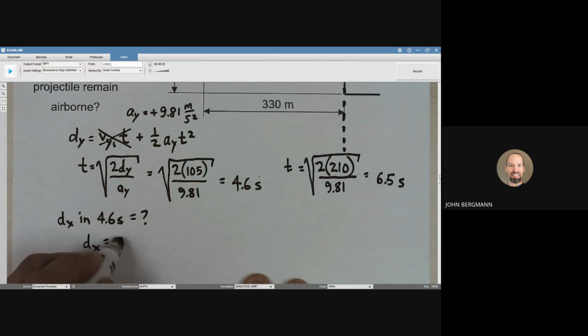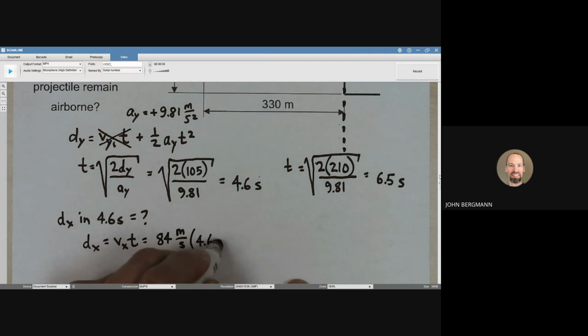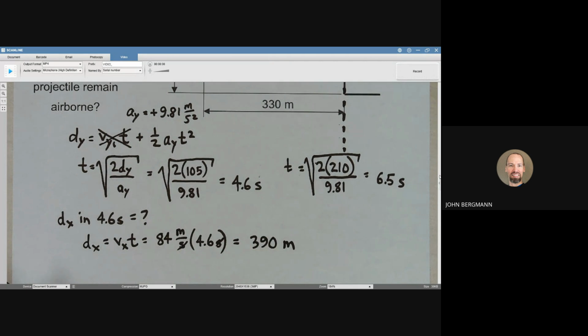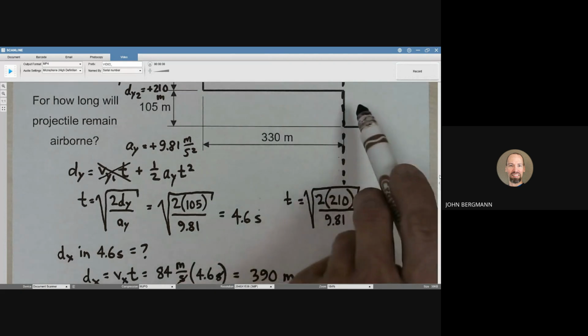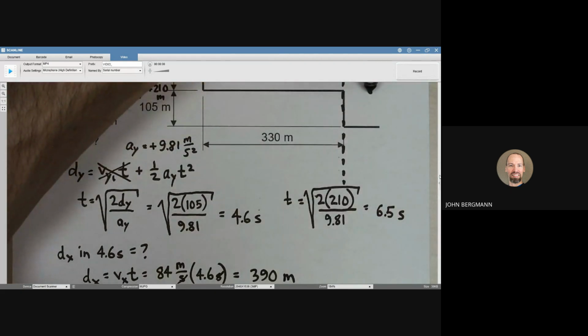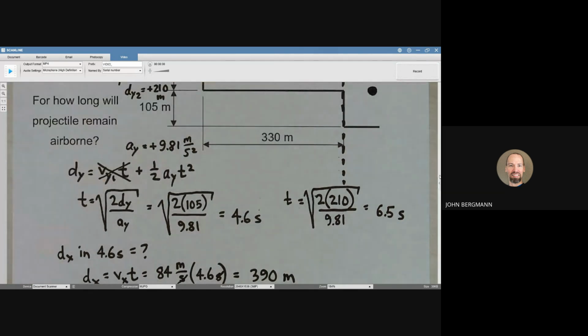Dx equals Vx times time. Vx is 84 meters per second, and in 4.6 seconds, the second units cancel. That comes out to be 390 meters, which means in 4.6 seconds, it's well beyond the edge of the shelf. If 330 meters is right here, then 390 meters is about right there. That's where the cannonball is at 4.6 seconds, which means it definitely clears the shelf and therefore will be in the air for this amount of time, 6.5 seconds.